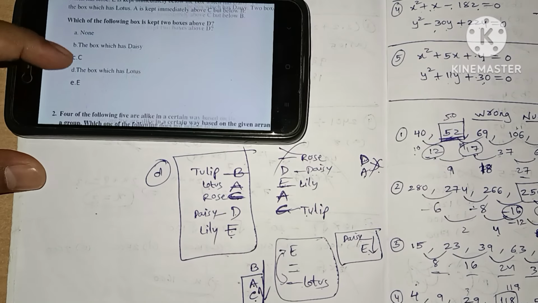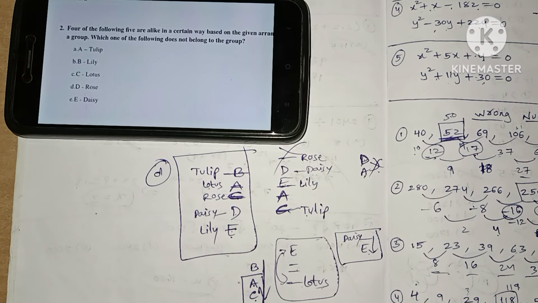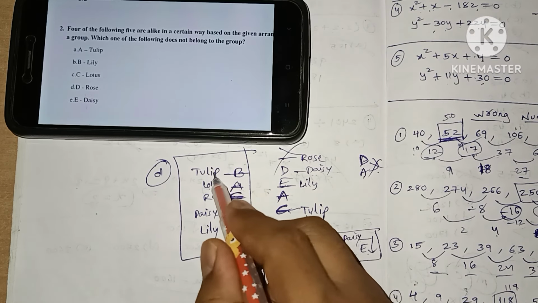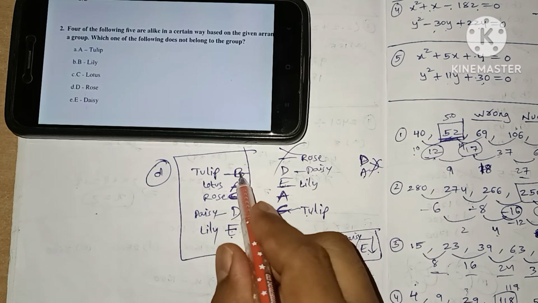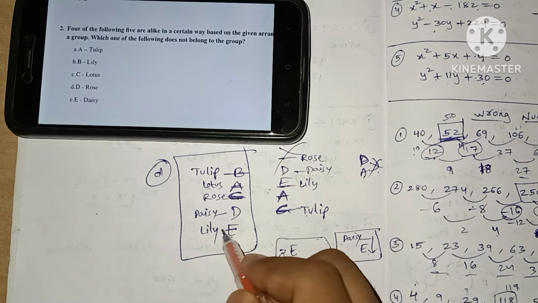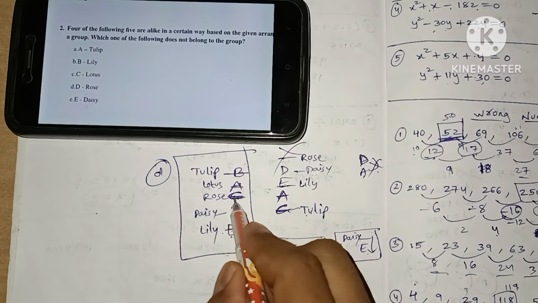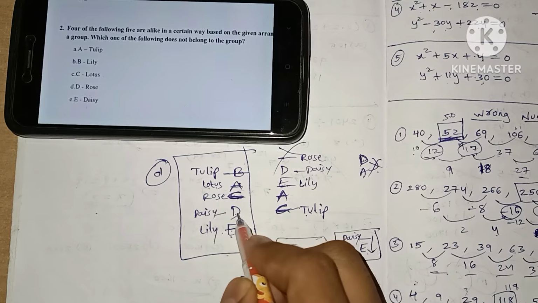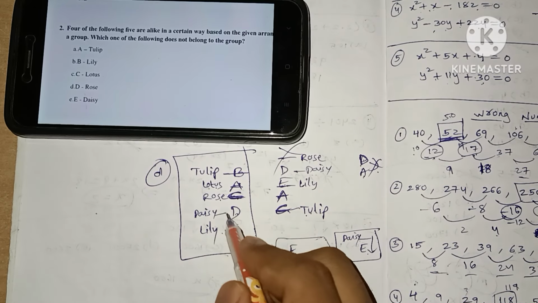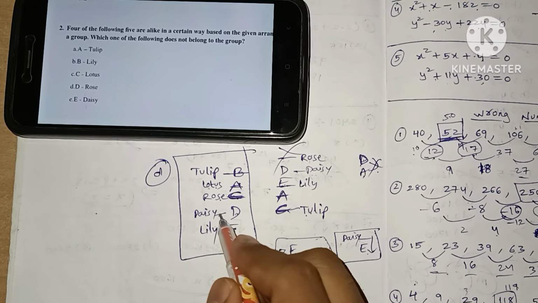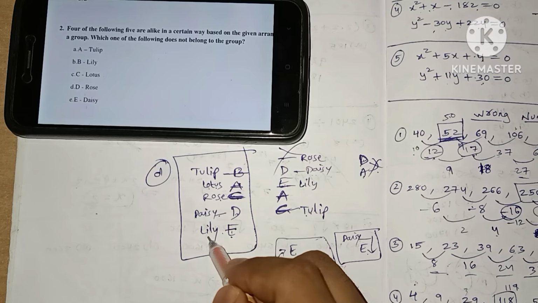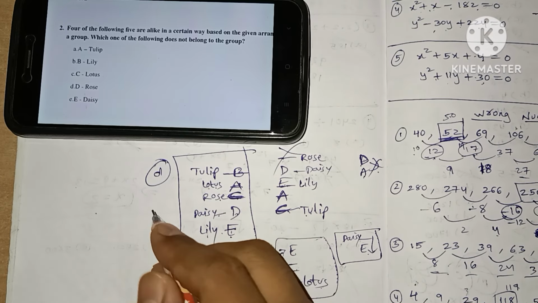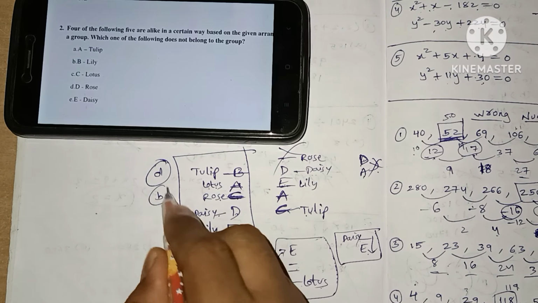Next, second question. 4 of the 5 are alike. Okay. A is tulip. B is lily. Last one, C is lotus. Top one, immediately above one, D rose, immediately above one, E daisy. So option B, which is lily, is the odd one out. So option B is our answer.